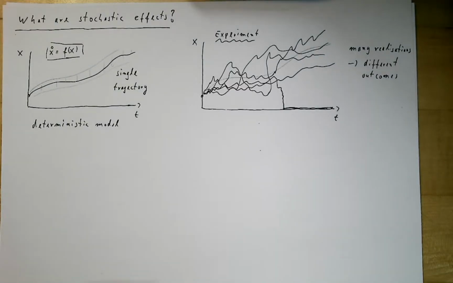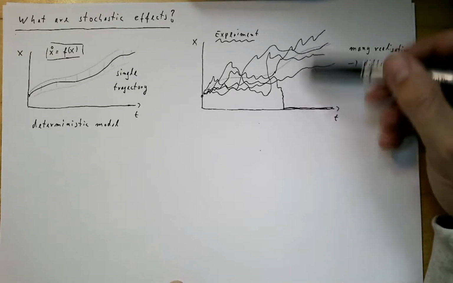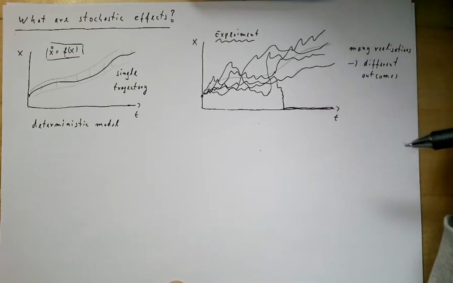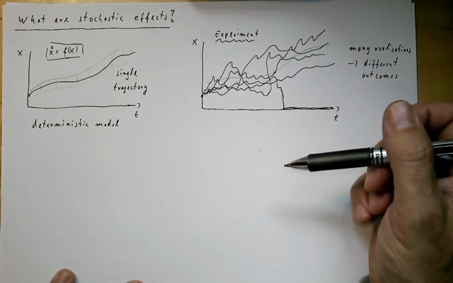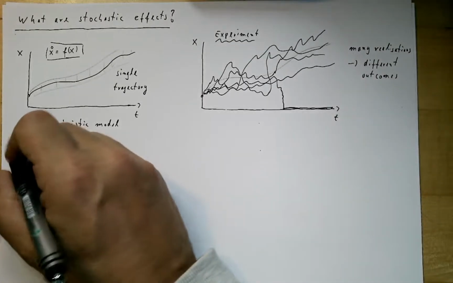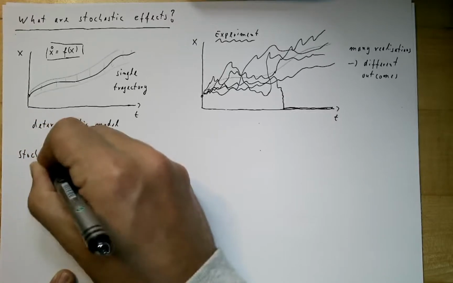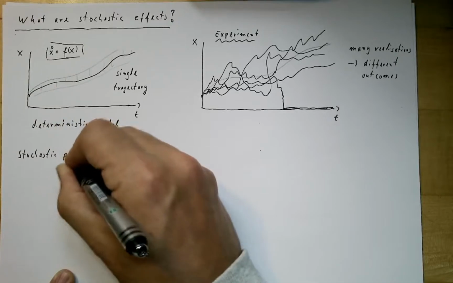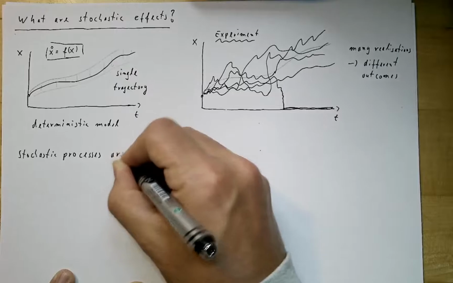Maybe more subtle questions are, where does this scatter or the stochasticity come from? Where is the origin of this? And when you think about this, you find this very often. Yeah? So such stochastic processes are everywhere.